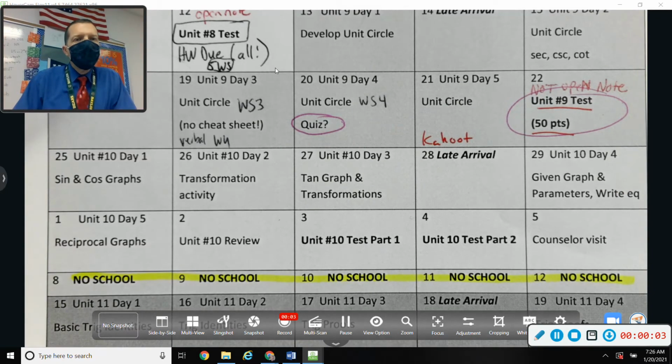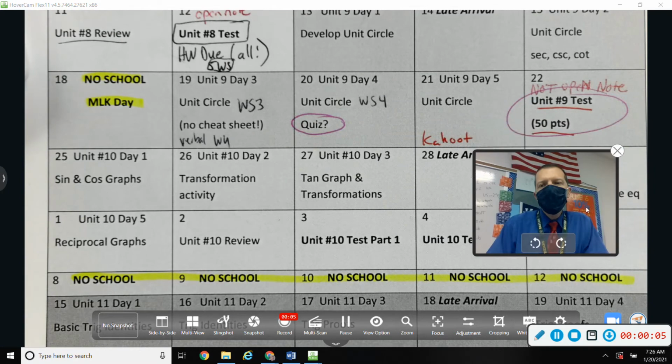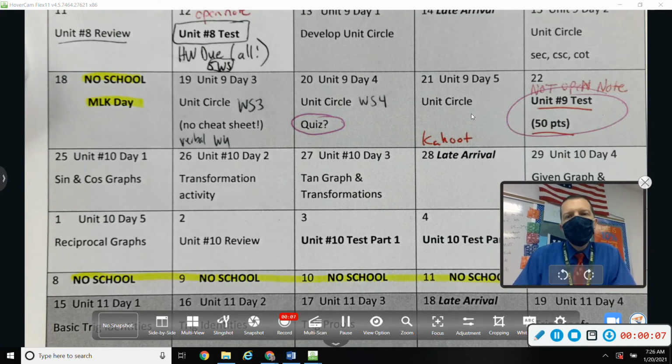All right, so looking at the syllabus, the calendar, the test is Friday. Not open note, so be ready for that. Although by the time we get there, most of you are probably fine right now, but we have a few more days to practice. We have a quiz today. Virtual guys, it's posted, so you're ready to do that whenever you want.